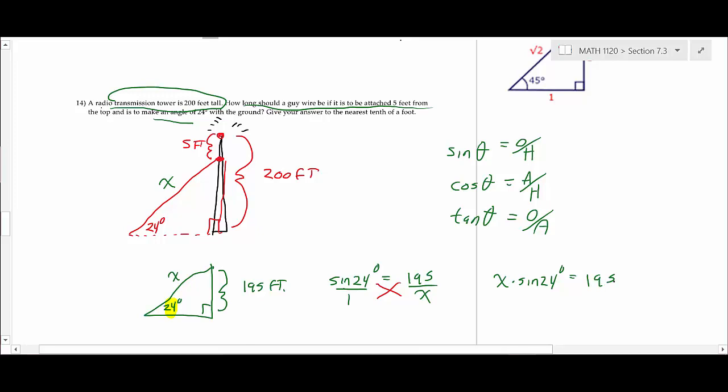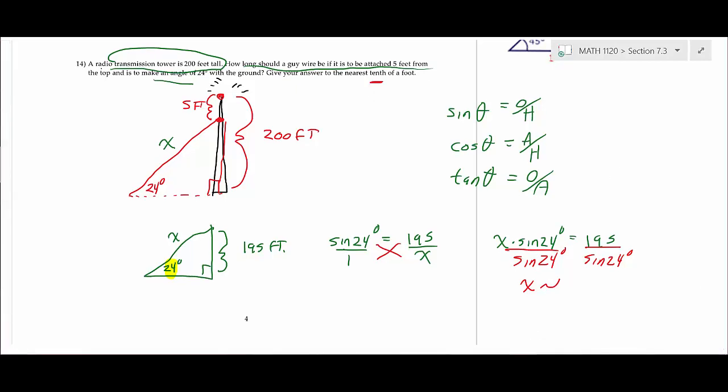Now this is a mathematical equation, so what do you need to do to both sides so that the x is by itself? You need to get rid of that, so how do you do that? Divide by it, right? That's a number that's being multiplied by x. So in your equation, you want to divide both sides by sine of 24 degrees like that. Now you get your calculator out. It says round to the nearest tenth of a foot, so we do that.